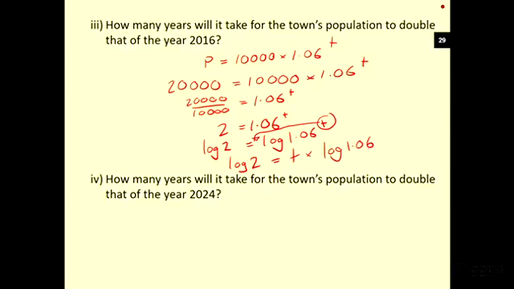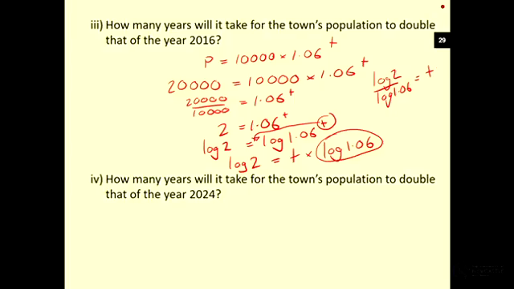So log 2 equals t times log 1.06, and the only thing left to do is get that t by itself, so let's divide both sides by this entire thing. Divide both sides by log 1.06. So the left becomes log 2 on log 1.06, and the right just becomes a t, and that's where I just go to the calc.